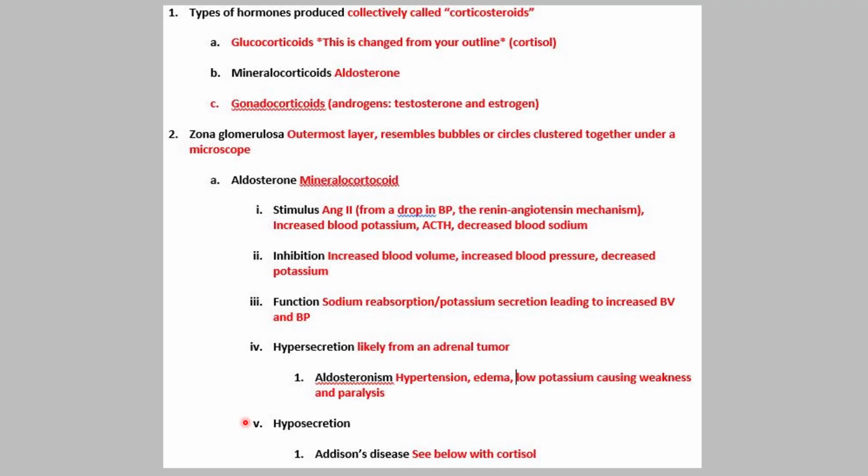Now, if we have too little aldosterone, we get something called Addison's disease. But Addison's disease is actually hypoaldosterone and hypocortisol. So we're going to cover hyposecretion of aldosterone and cortisol together. We're going to talk about Addison's disease here in just a moment.